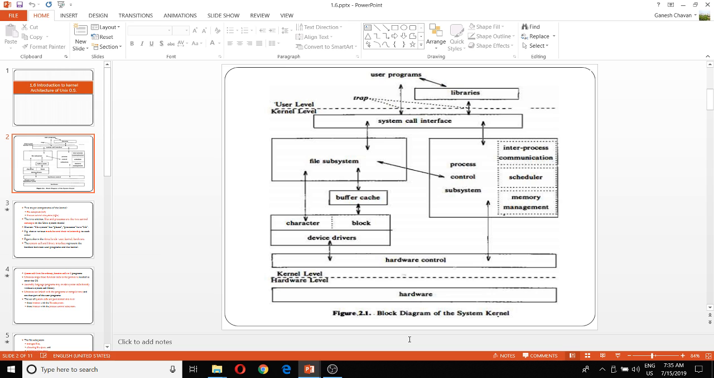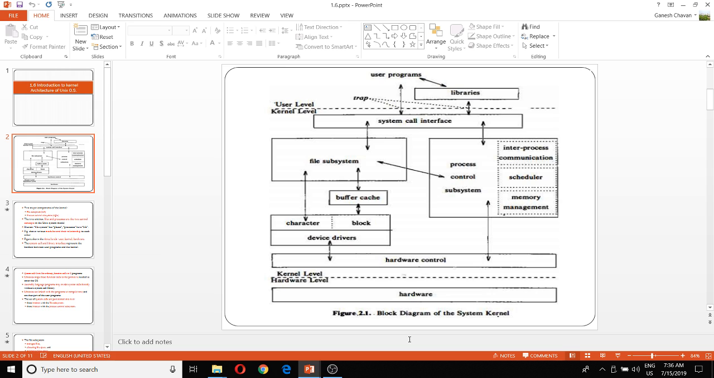User level talks about the functionalities in connection with the system call interface, and this interaction happens either directly or through libraries. When it happens directly, then the use of trap instructions comes into picture, and when it occurs through libraries, then there is no such use of trap instructions. So this way, from bottom to top, this block diagram of the system kernel can be understood.